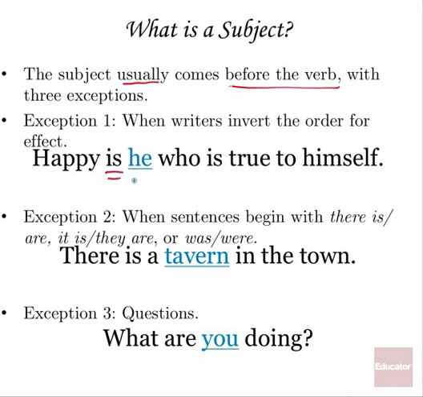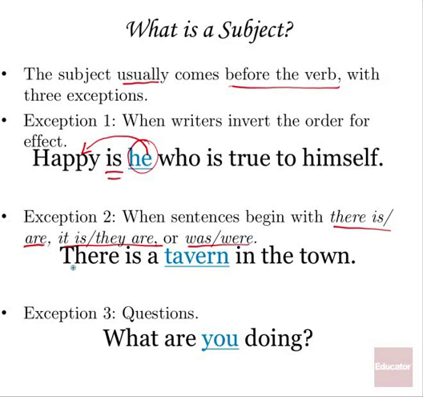Is is our main verb. It's a linking verb. It connects the subject to its complement, happy. But he is the person who's doing the being. That's the subject. The second exception, when sentences begin with the construction there is, or there are, or it is, they are, or was or were.